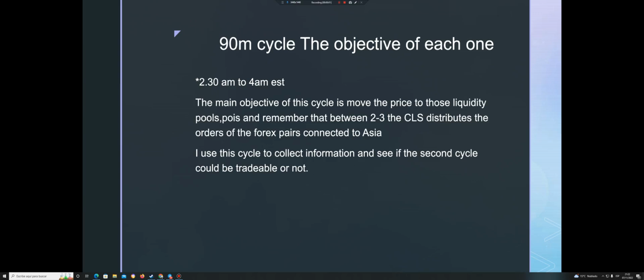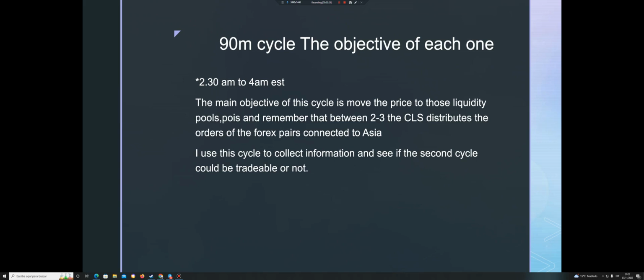So hello guys, and now we go with the 90-minute cycle, the objective of each one. So let's start with the first one, which is from 2:30 AM to 4 AM EST, New York time. The main objective of this cycle is to move the price to those liquidity pools, boys.